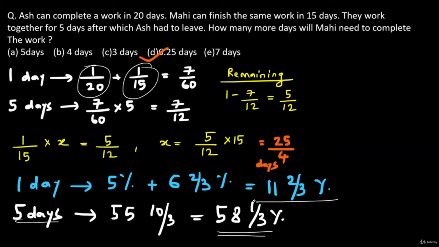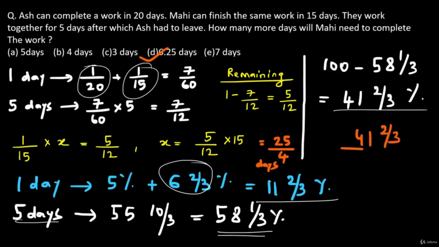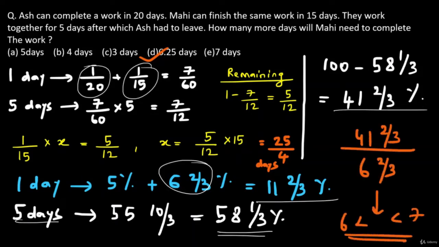So how much is pending? That would be 100 minus 58 1 by 3, right? So 41 2 by 3 percentage of the work is pending. Now Mahi in one day completes 6 2 by 3 percentage. So how many days will it take Mahi to complete 41 2 by 3 percentage of the work? That would be 41 2 by 3 divided by 6 2 by 3.